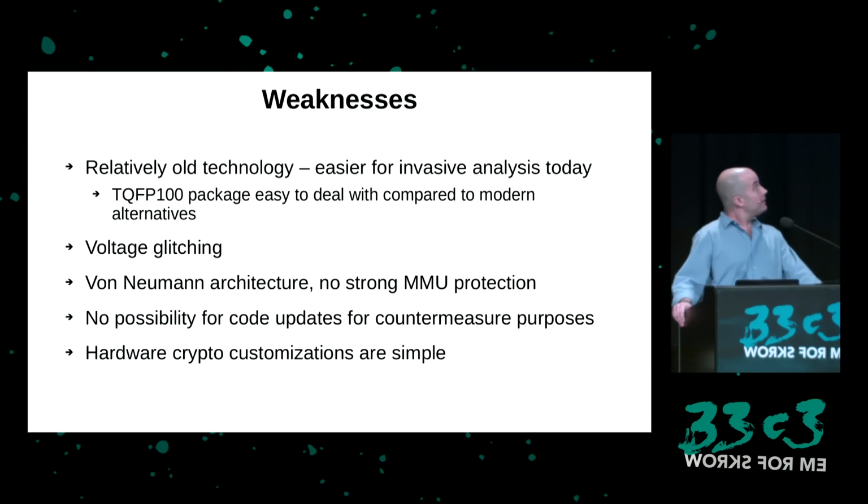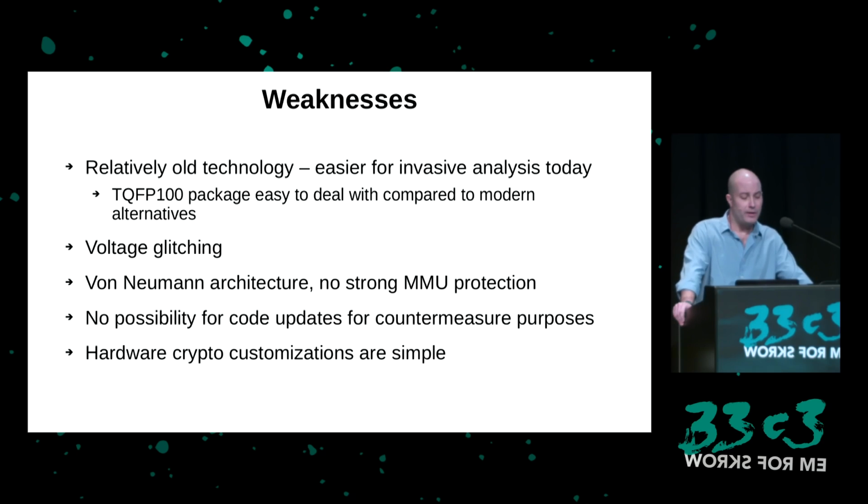A few of the weaknesses that I identified in this system were that the ACP I studied is relatively old technology, almost 20 years old, so this makes it a lot easier for invasive analysis today than when it was brand new. The TQFP100 package is quite easy to deal with compared to modern alternatives. The chip is susceptible to voltage glitching.